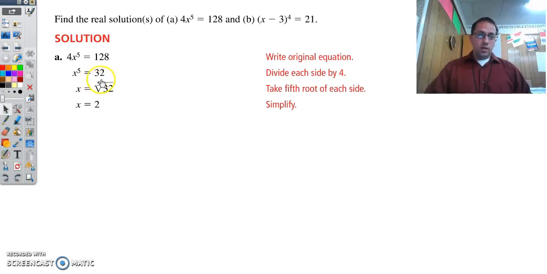Now, since our index right here, this 5, is an odd number, we're only going to have one solution. All right, so that makes it nice. One solution, x equals 2.